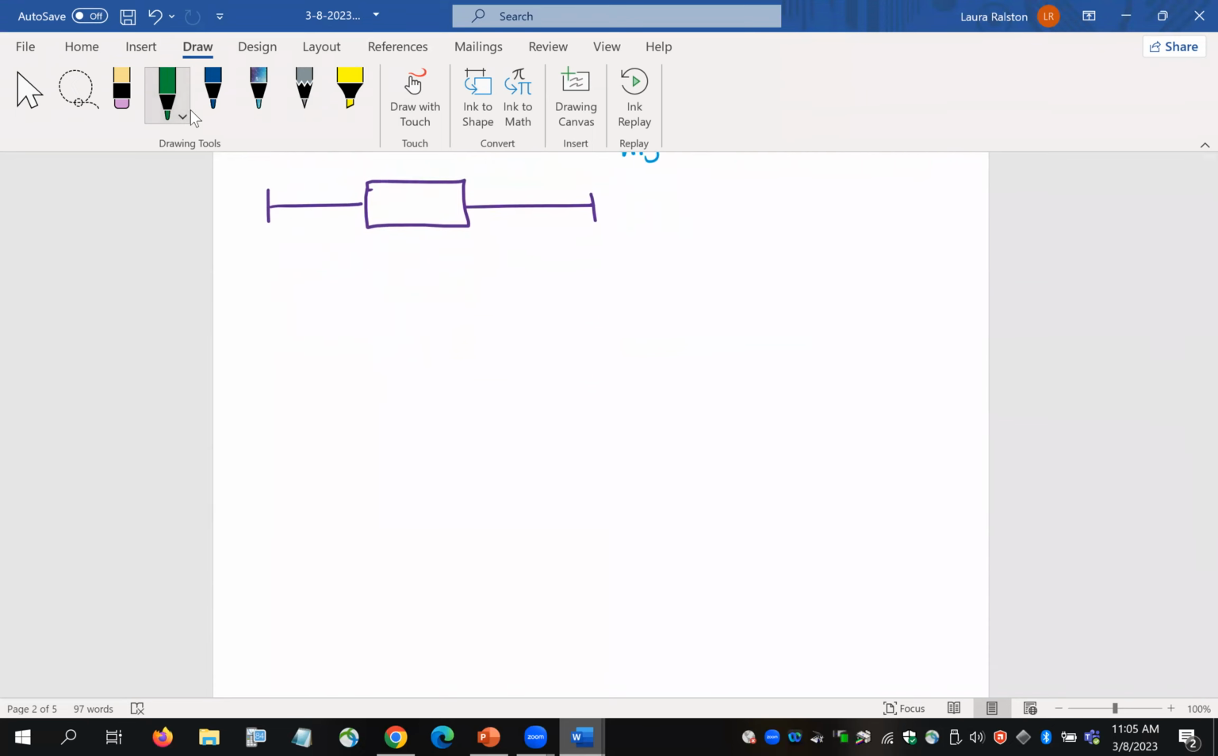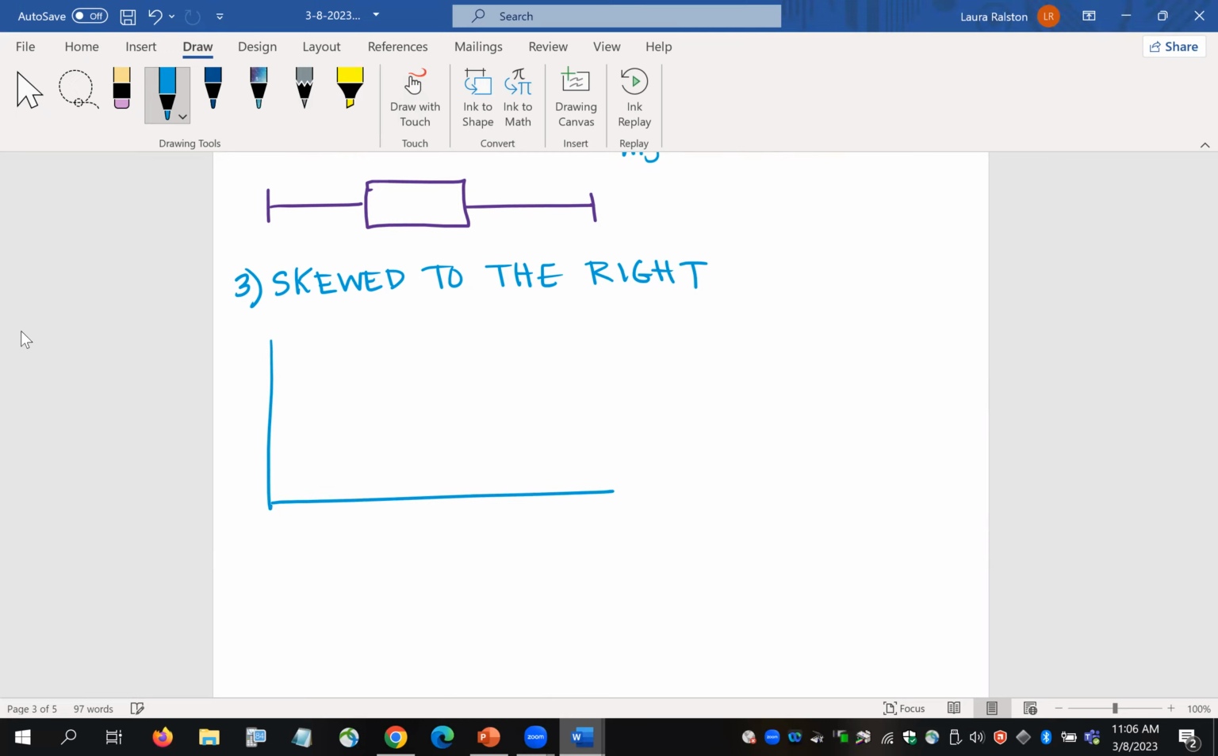The third distribution that I want you to know, or that you need to know, is skewed to the right. Okay, with skewed to the right, again, looking at our graph, you're going to have lots of data on the low end, but very few on the high end.